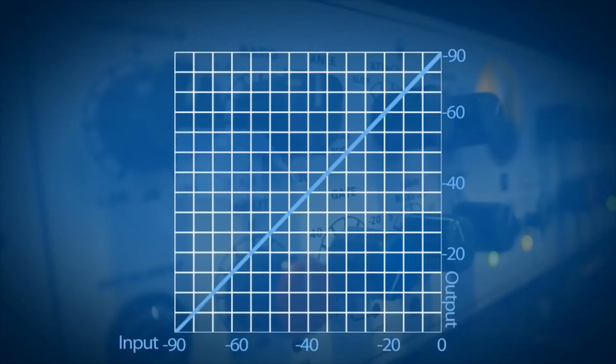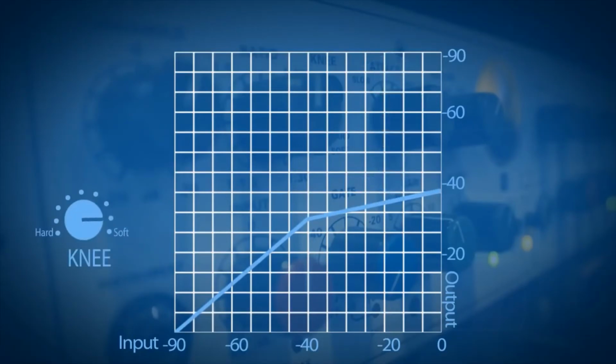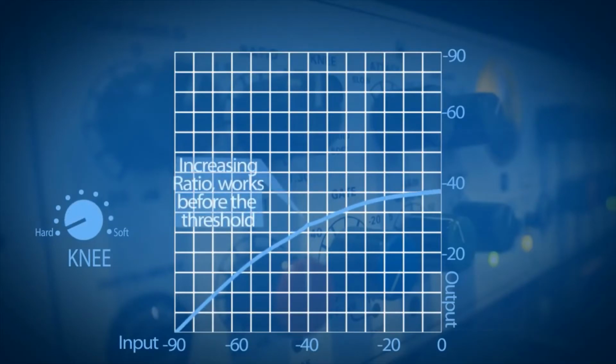And one function I haven't mentioned earlier is the knee setting that certain compressors have. A knee setting allows you to choose between soft knee and hard knee, and sometimes they even have a slider for between soft and hard knee. And the difference between them is that soft knee actually applies an increasing ratio, which works a little bit before the threshold, so it gently applies the compression.